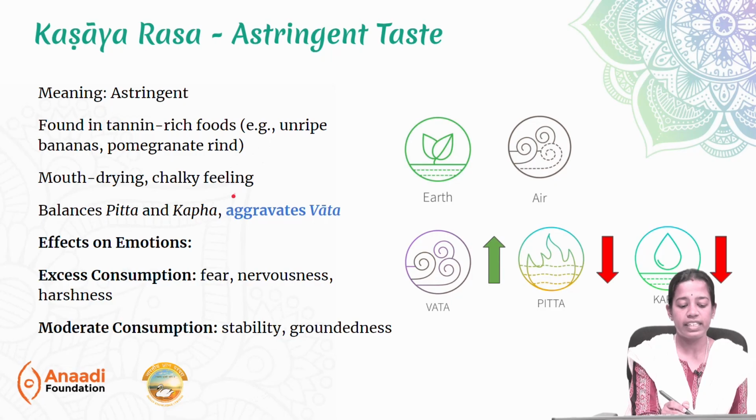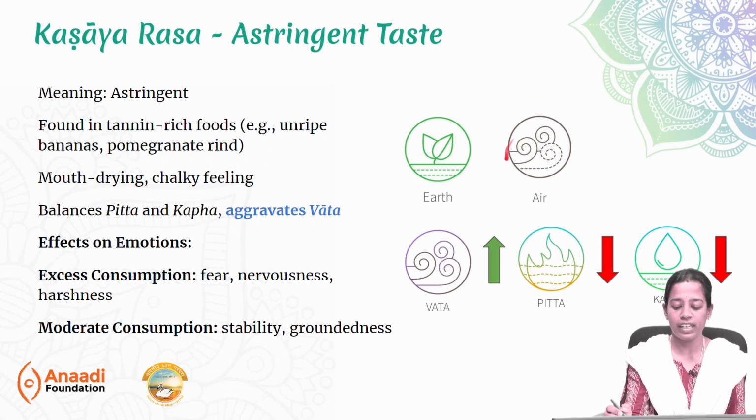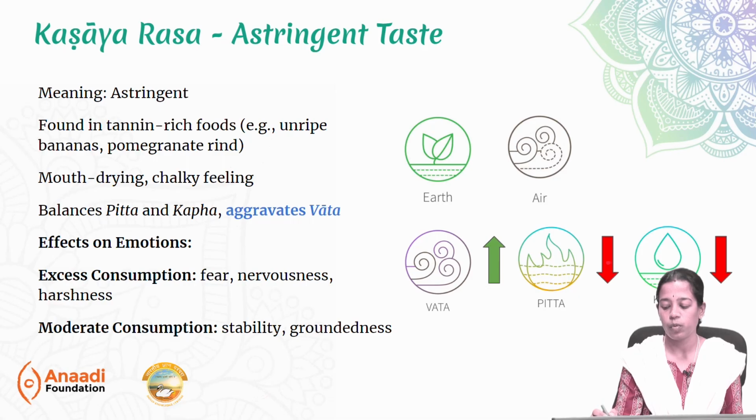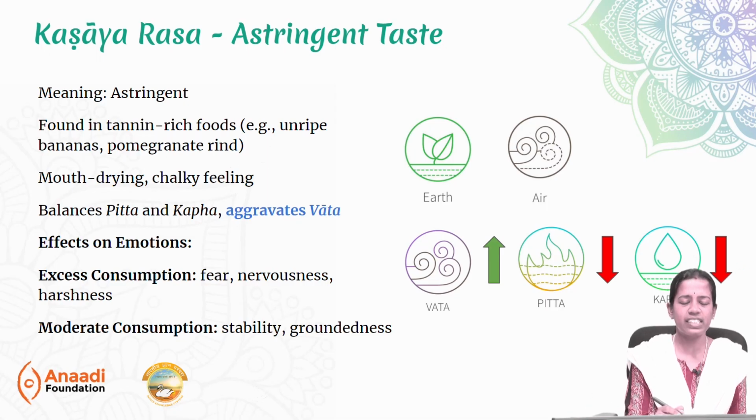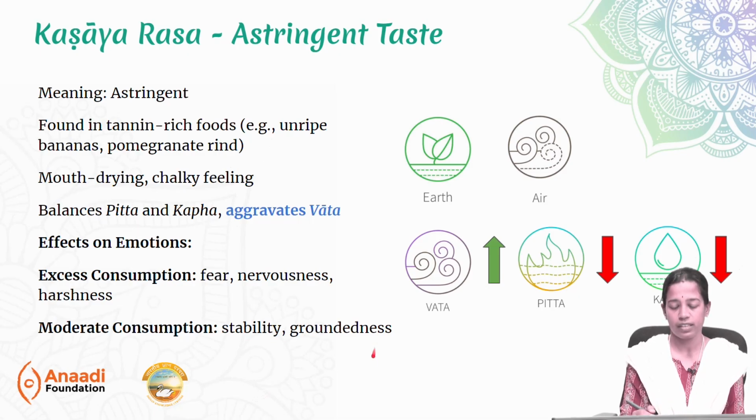Kashaya rasa leads to drying of the mouth. It leaves a chalky feeling. Looking at the constituent, one can understand that it will definitely aggravate the vata dosha while it will balance or maintain the pitta and the kapha dosha. Excessive consumption leads to fear, nervousness and harshness, while moderate consumption leads to stability and groundedness.